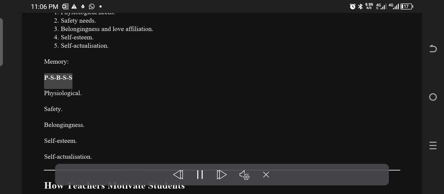Memory: PSBSS. Physiological. Safety. Belongingness. Self-esteem. Self-actualisation. How teachers motivate students.